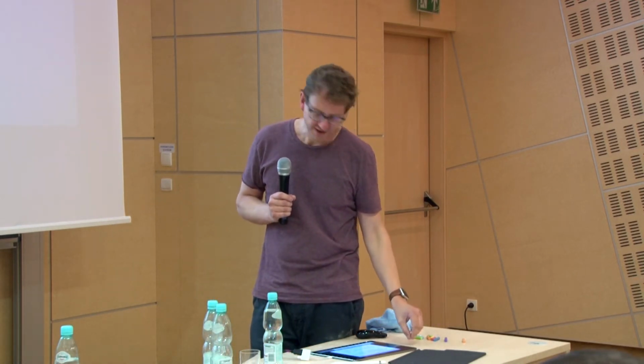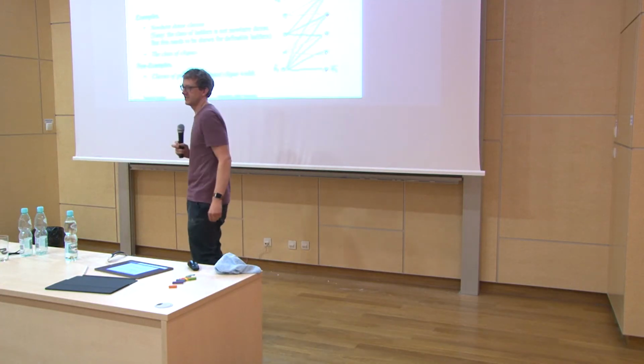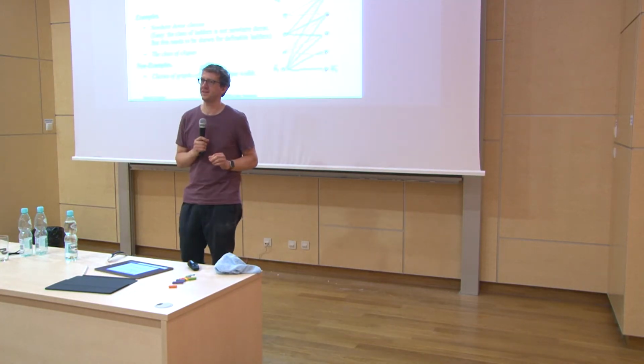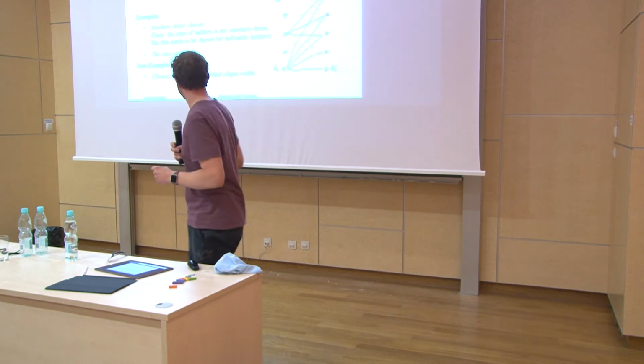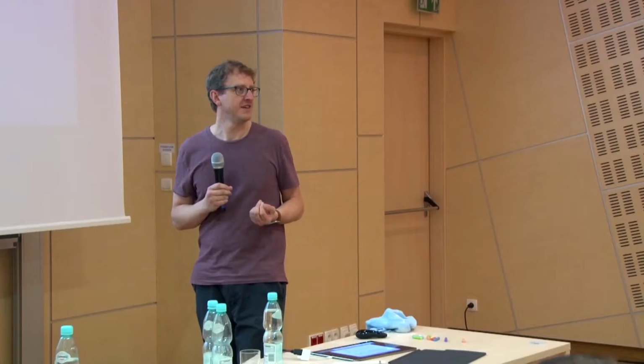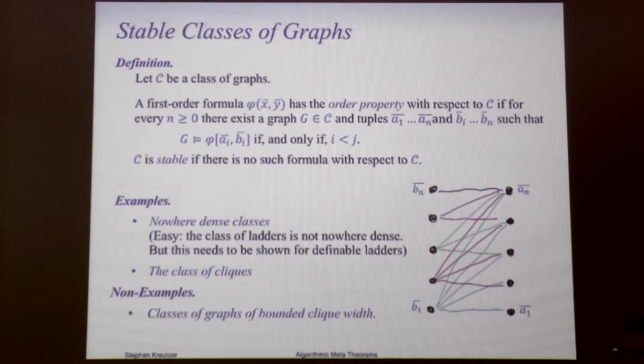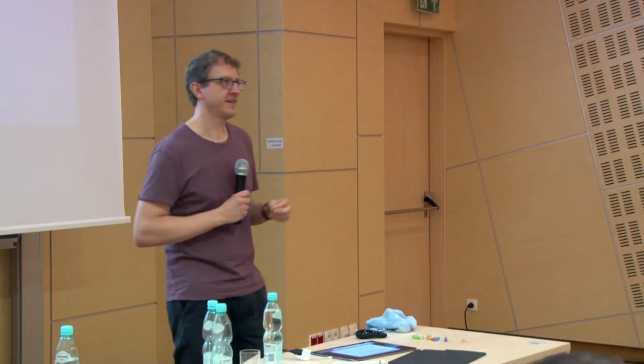Non-examples, and this is bad news, are classes of graphs of bounded clique width. I haven't defined them, and I will not define them. But this is a class of graphs where we have tractable first order model checking, and so this already destroys hope that stability will be the answer. And these classes are closed under induced subgraphs, so stability is not the answer. On the other hand, it's way more general than clique width.